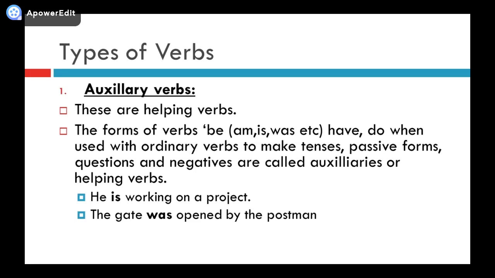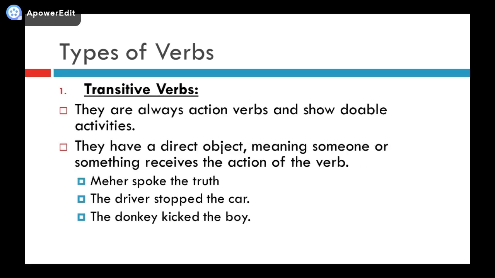Okay. The gate was opened by the postman. The gate was opened, right? Was. You can also say this sentence in another way. The postman opened the gate, right? But we want to put it the other way around. The gate was opened by the postman. So it is helping the verb open, right? Okay, that's why it is an auxiliary verb.